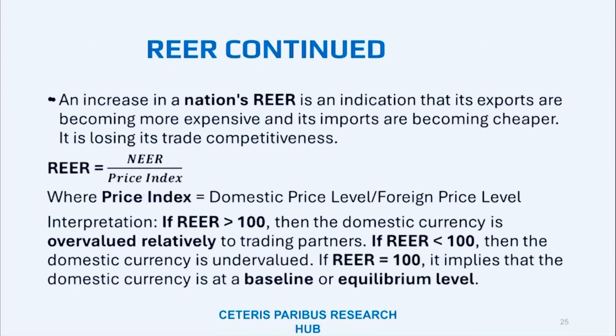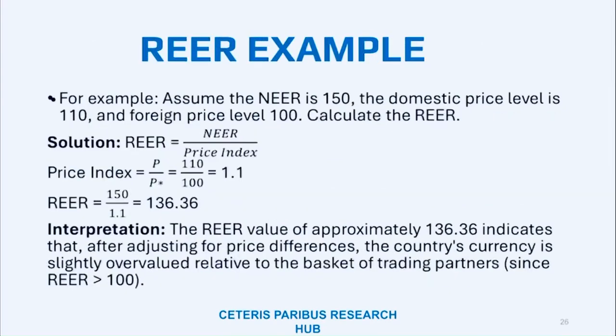How do you interpret this? This means that a real effective exchange rate of approximately 136.36 indicates that, after you have adjusted for price differences between this country and its trading partners, the domestic currency, or the base currency, is slightly overvalued relative to the basket of trading partners since it is greater than 100. So let me just give you an analogy.